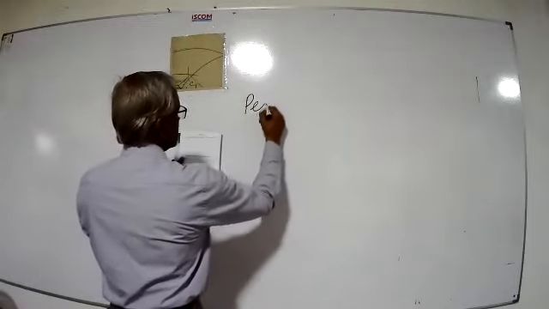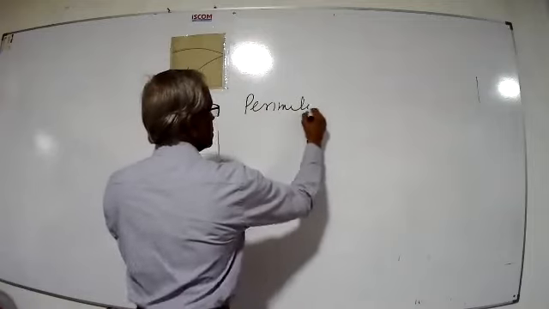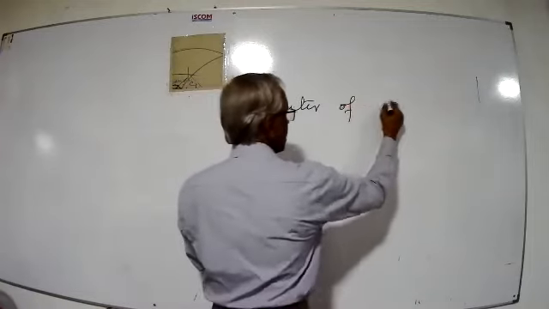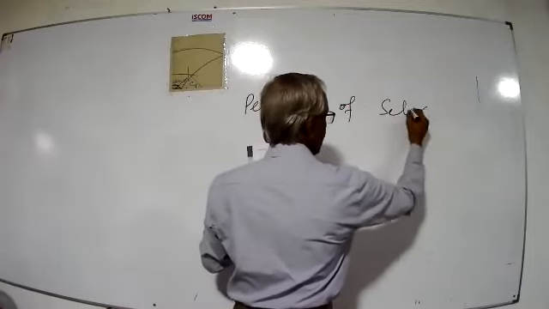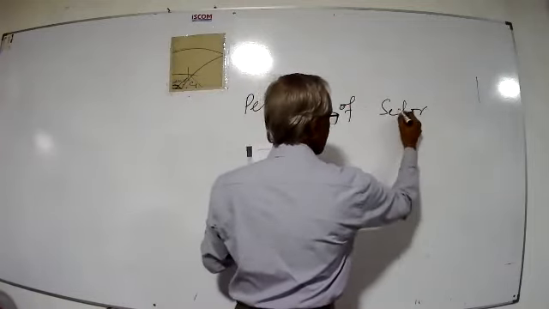Perimeter of a sector, that's all. According to the diagram, it is very unique. Here, my sector is this one, part of a circle surrounded by two radii and an arc.